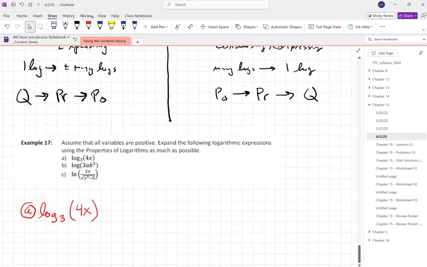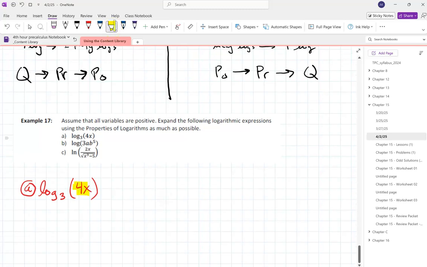So first thing I'm going to do is look inside the logarithm and see if there's any division going on, because that's my cue for the quotient property. Is there any division going on with 4x? No. Okay, we're done there. Next thing we're going to look for is product properties. Is there any multiplication going on with 4x? Yes, right? Where's the multiplication happening? Between the 4 and the x, right? So I can use the product property here to break that into log of 4 plus log of x.